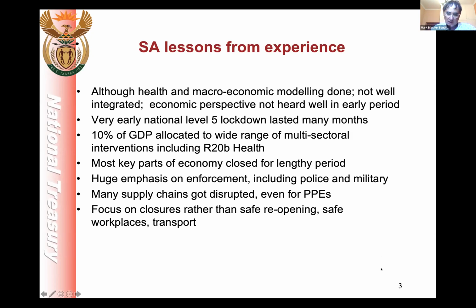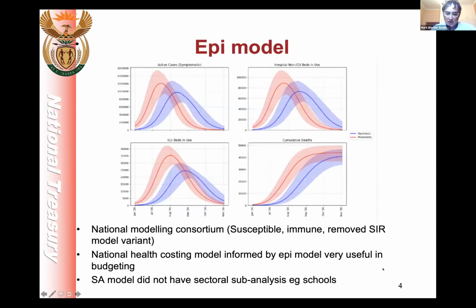Next slide, please. So we early on had quite a lot of good epi modelers, and our National Department of Health had the good sense to bring them together in a national modeling consortium. And this is one of their fairly typical early SIR models, which showed these fairly typical curves. This one is showing curves for cases and ICU beds and admissions and deaths and so on.